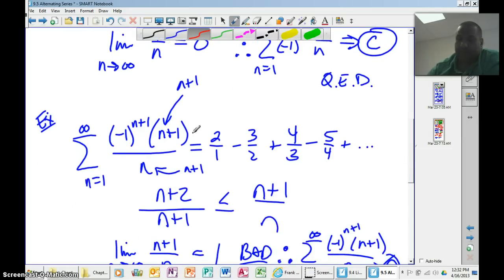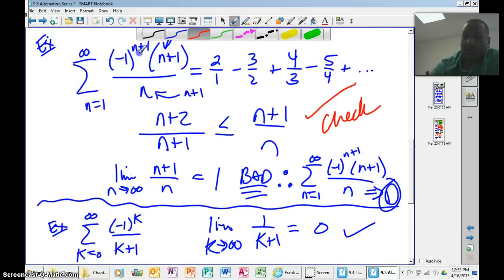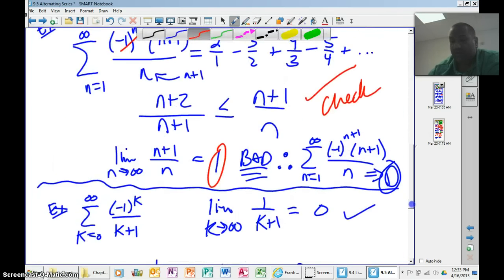Look at this one. This guy alternates, and we have n plus 2 over n plus 1. We have to check this. So it works because we need one term to be less than the other. So what we do is we take the limit, take off the alternation, and just go. It's bad. This equals 1. That's bad, therefore it diverges. What did I say in the beginning? I said it must equal 0. If it equals anything other than 0, it's bad.